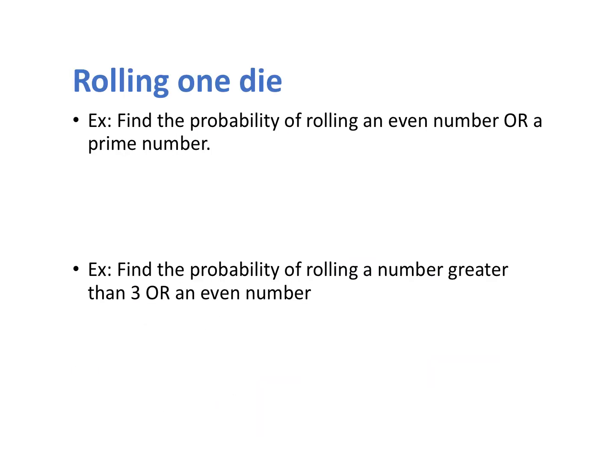Let's take a look at our next example. It says here we're rolling one die. It says find the probability of rolling an even number or a prime number. And the next one says find the probability of rolling a number greater than 3 or an even number.